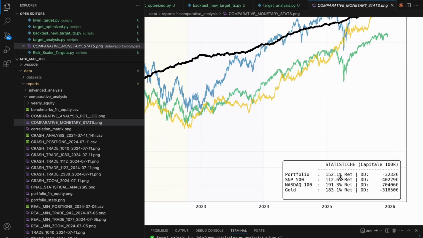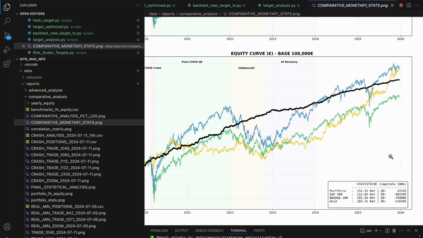So my portfolio return was 152%, but with a drawdown of 3,000 euro. The Nasdaq, in the same period of time, had about 70,000 euro of drawdown. So yep, it's very simple math.